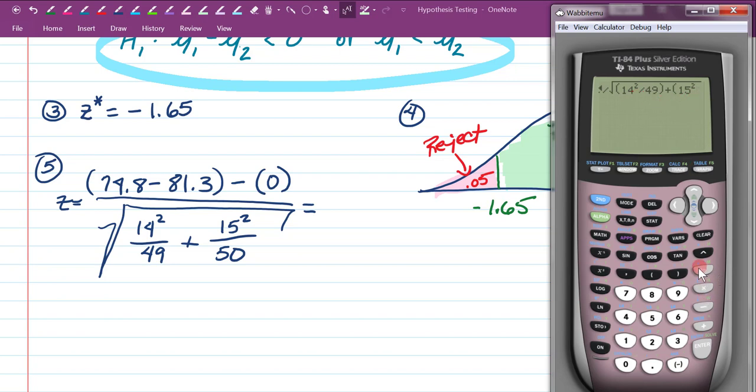Then divide through by 50, close parentheses, come out from underneath the radical and hit enter. I get negative 2.229, so I'm going to make this a negative 2.23.